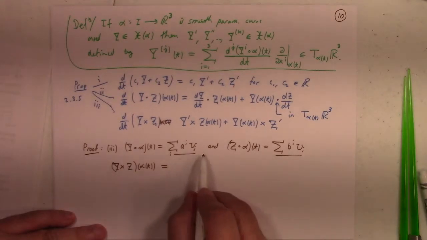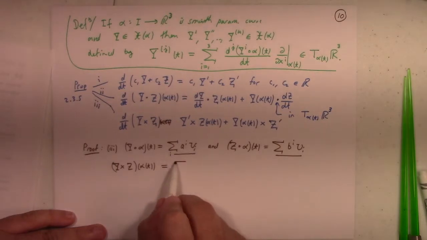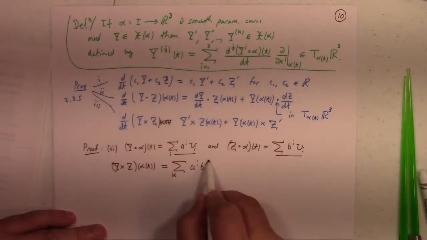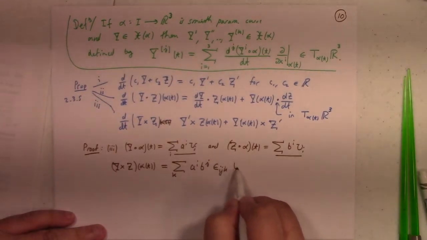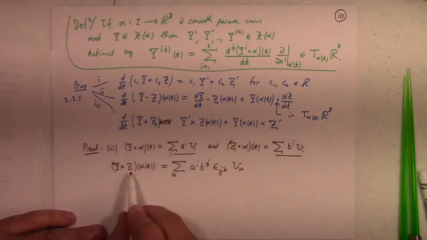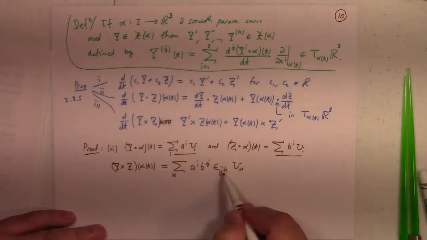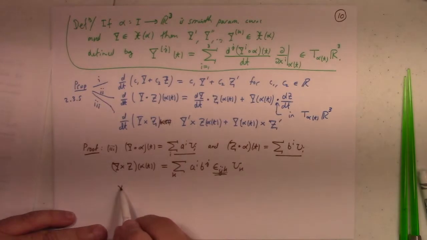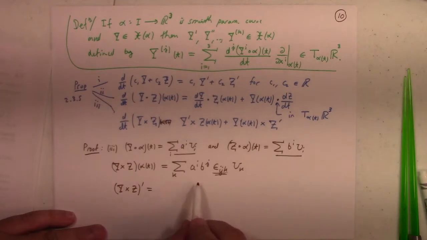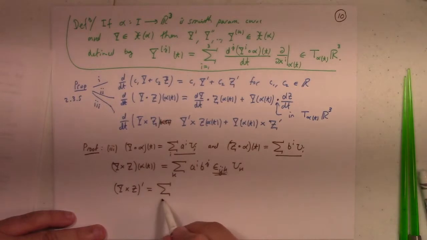Those are Cartesian coordinates, so the formula is simply the sum over k of a_i b_j epsilon_ijk u_k. So if I differentiate this, I'm differentiating a vector field, but to differentiate a vector field is to differentiate its components. These are constants, so they just ride along. And what you have then is (y cross z)' is equal to the sum. I drop the alpha because that's our notation, annoying as it is.